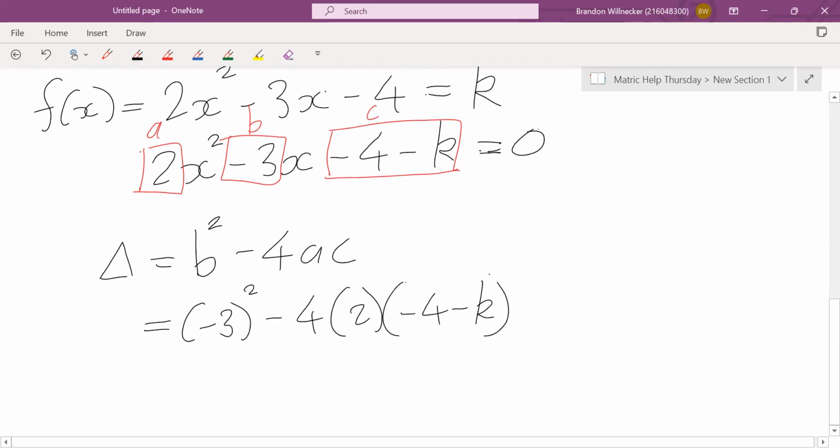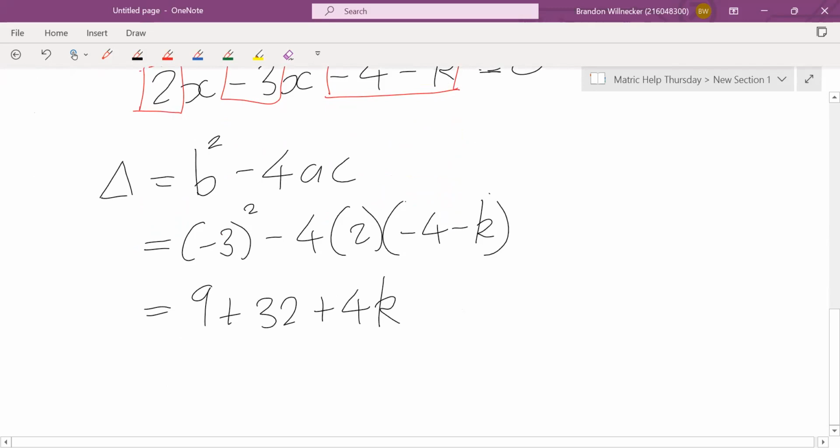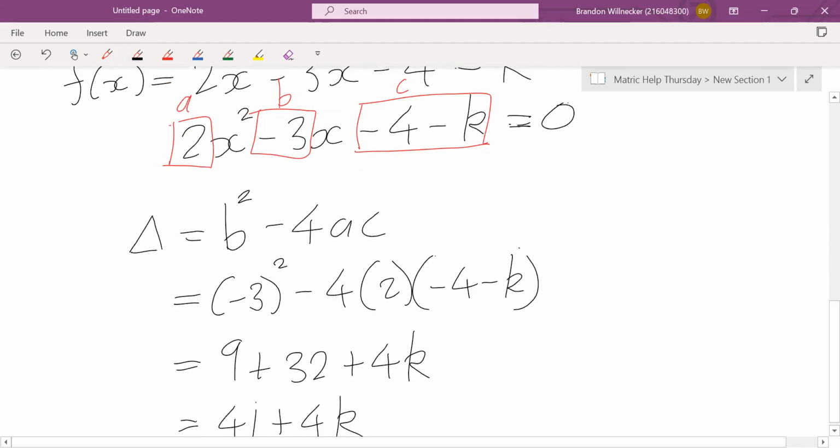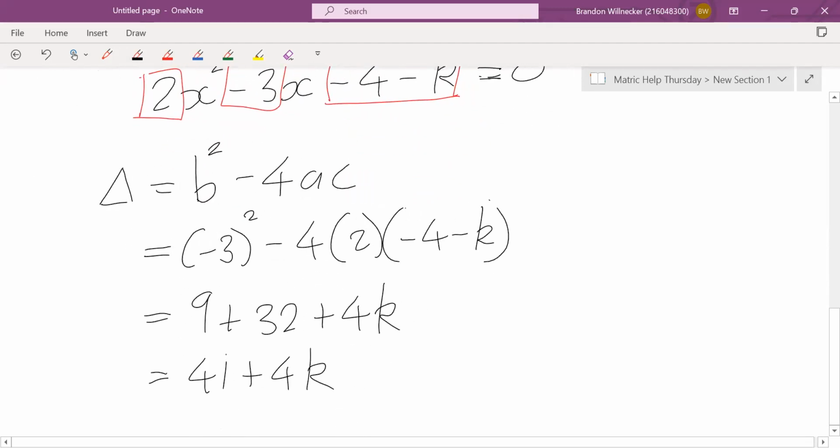Okay, so let's simplify this. So minus 3 squared, that's going to be 9. This is going to be minus 4 times 2 times minus 4 again. So that's going to be plus 32 and then plus 4k. Okay, so 32 plus 9, that's going to give us 41 plus 4k. Okay, so we've got our discriminant as simple as we're going to get it.